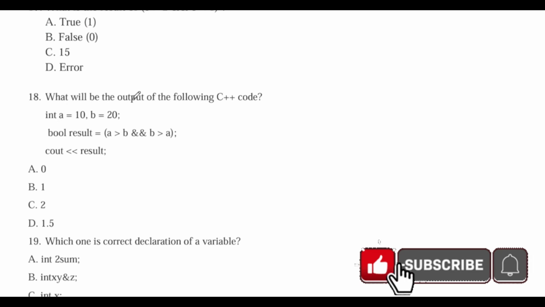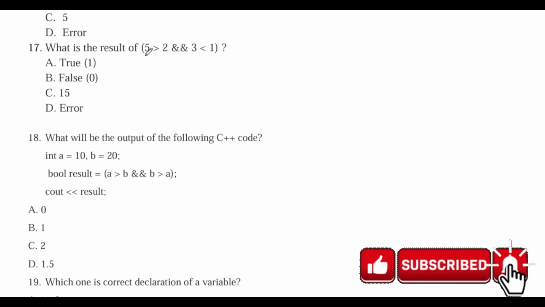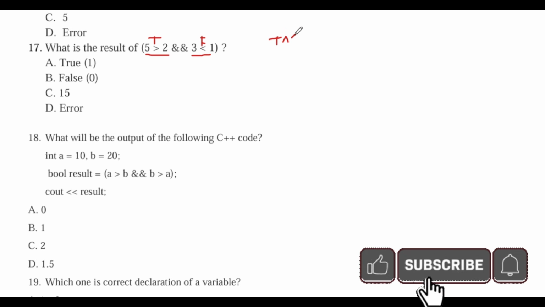Question number 17. What is the result of this expression? Look, in the bracket, 5 is greater than 2. It is true. Yes. And the end, 3 is less than 1. This is false. What's the rule of end? In end, true and true only can be true.